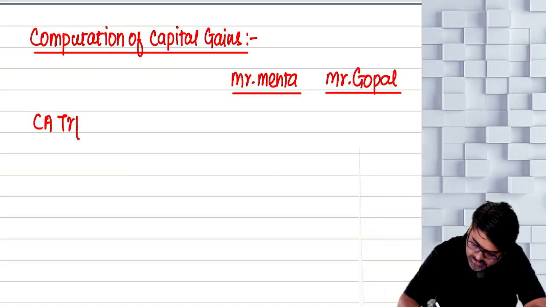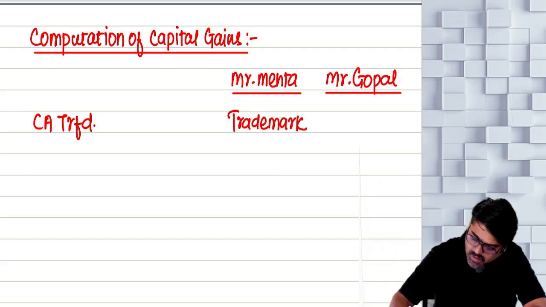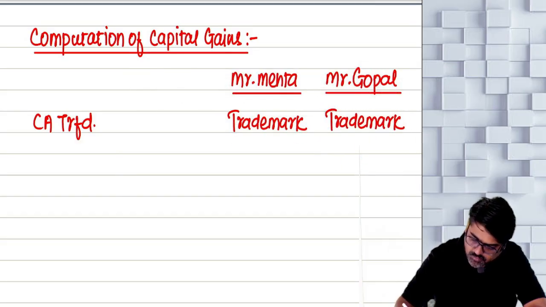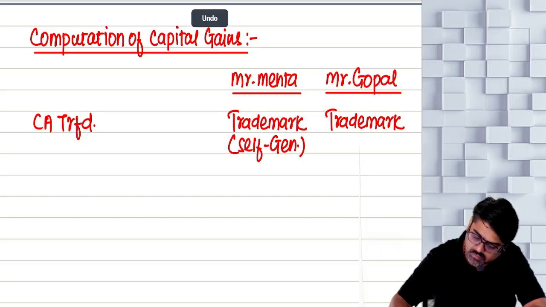Which capital asset is transferred? Trademark. Mr. Mehta is transferring a trademark, and Gopal is also transferring the same asset. But for Mehta it was self-generated, and for Gopal it was acquired.